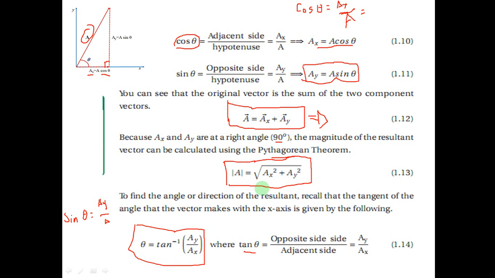Again, when you combine these two vectors Ax and Ay, we will find a single vector. That single vector is called a resultant vector. You can call it A, and again we can resolve, or break down, this resultant vector A into its components like x and y. That is the concept behind it.